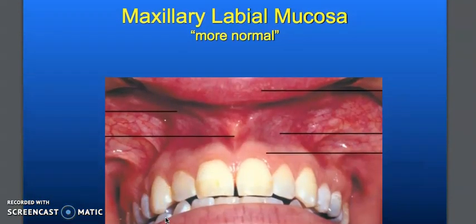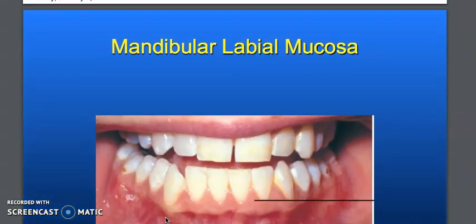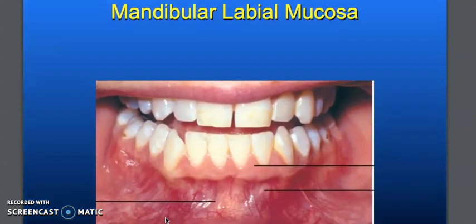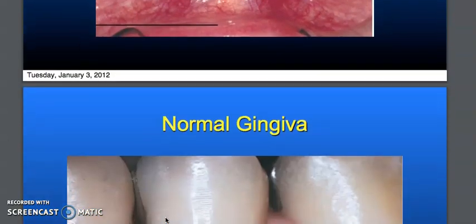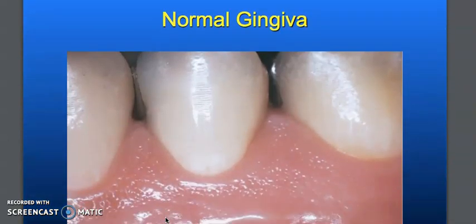Here we have the maxillary labial mucosa. You can see a variance in the coloration in this one. You see a pink and then a real dark red. That's simply the blood supply of the tissue. Nothing abnormal about that. Mandibular, we have the same thing. So attached and unattached gingiva will have variance in color.